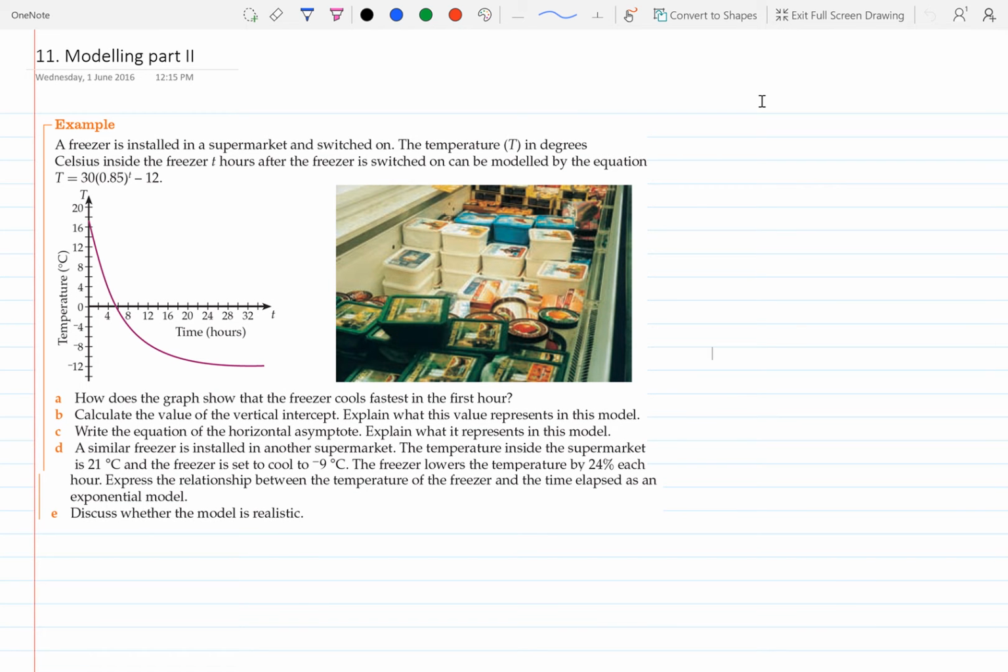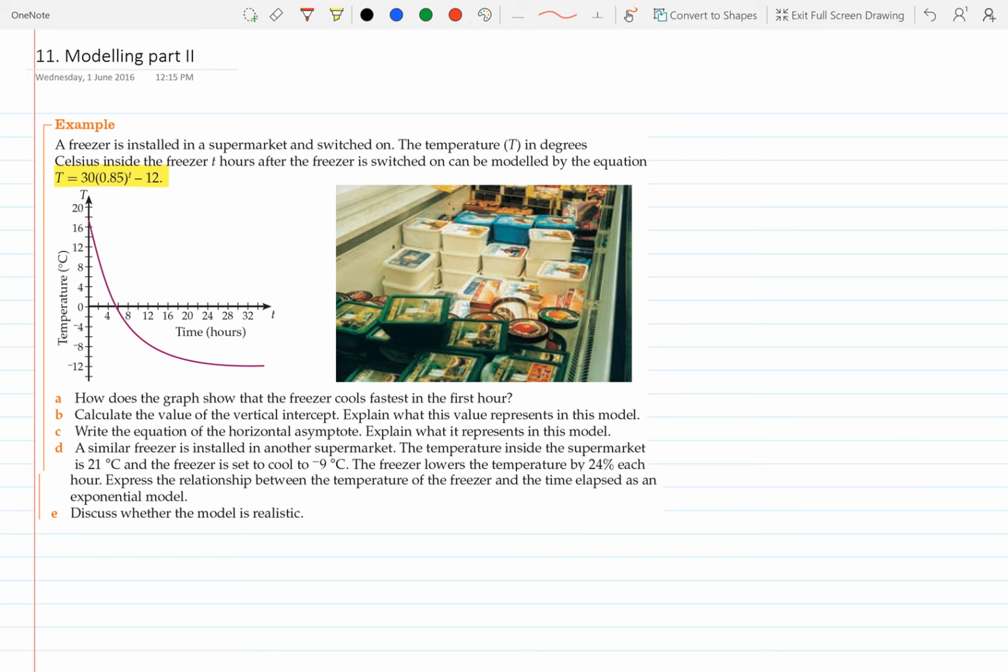In this example, I'll let you just pause it here and read it. But once you've unpaused, what it's saying is we're modeling the temperature of a freezer in a supermarket, and it's modeled by this expression here. And so we've got a few questions down here to answer.